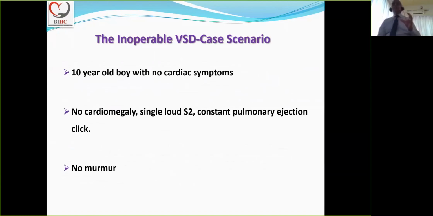When you examine, you find that there is no cardiomegaly. The second sound is single, and there may be a constant pulmonary ejection click, like from the dilated pulmonary artery. Very characteristically, there is no murmur.